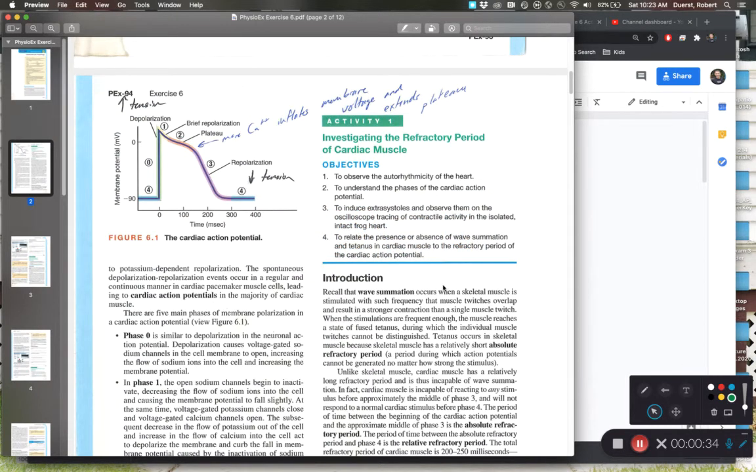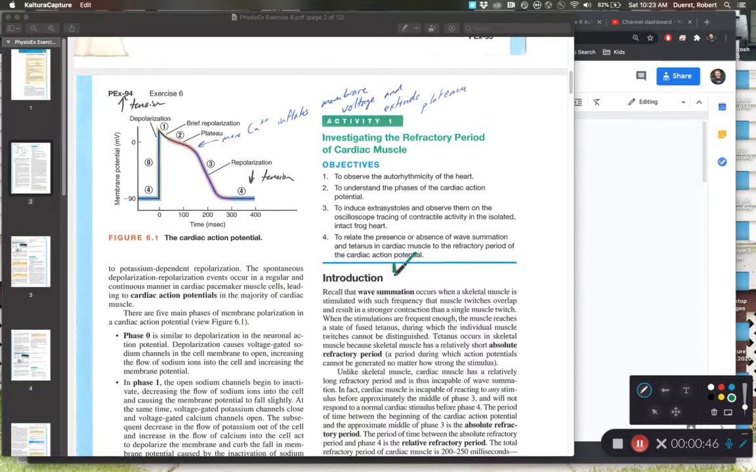So let's look at activity number 1. During activity number 1, we were focusing on the refractory period of cardiac muscles. Now, in skeletal muscle tissues, we can have wave summation occur. As we increase the frequency of stimulation of a skeletal muscle cell, we can increase the tension, and the tension waves will begin to overlap with each other, and eventually we can reach tetanus or tetany.